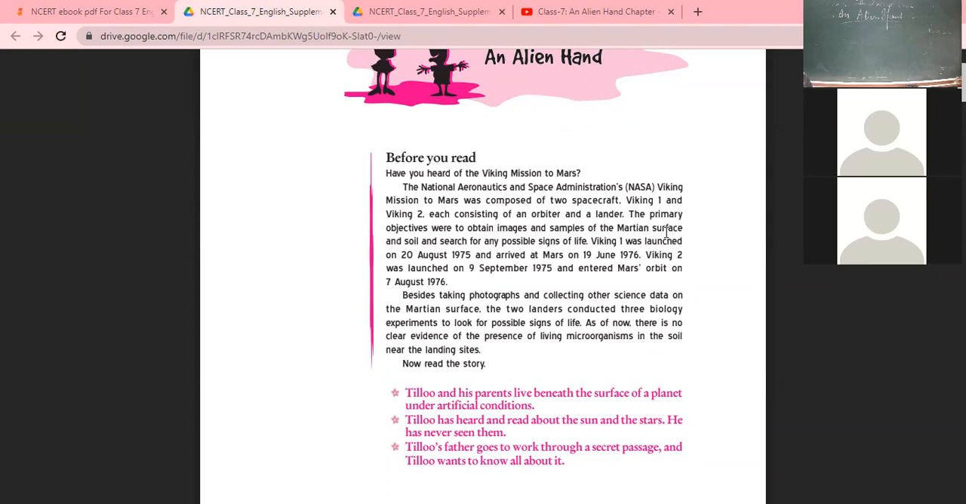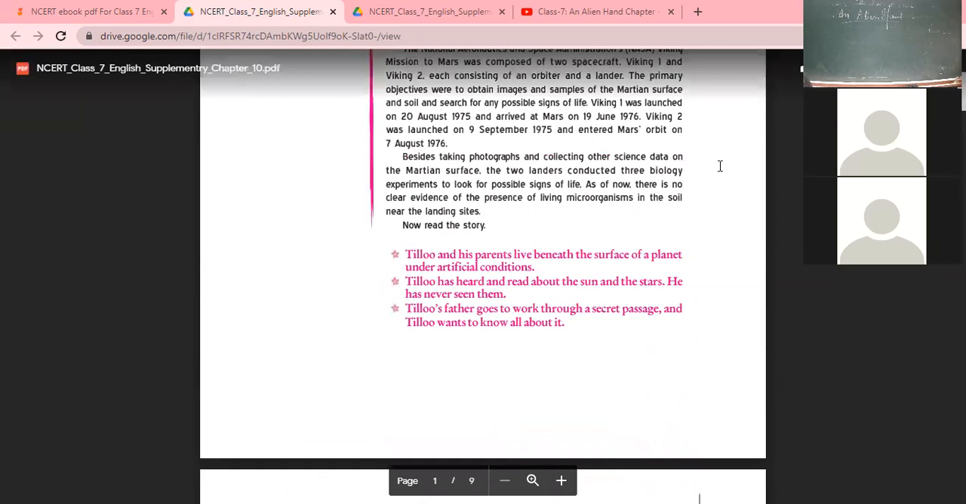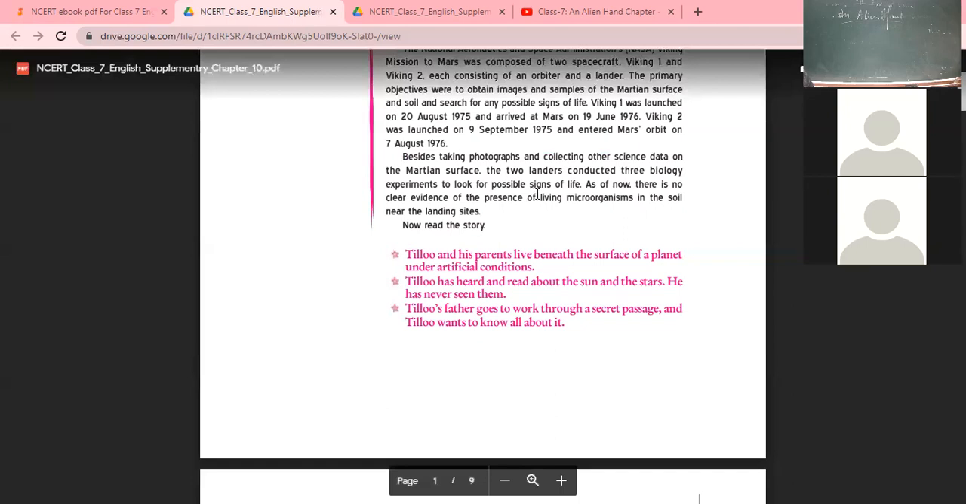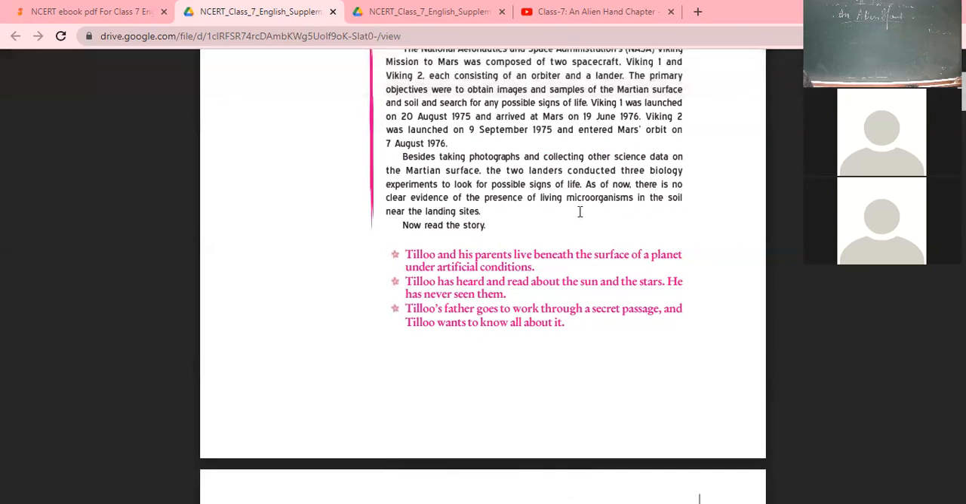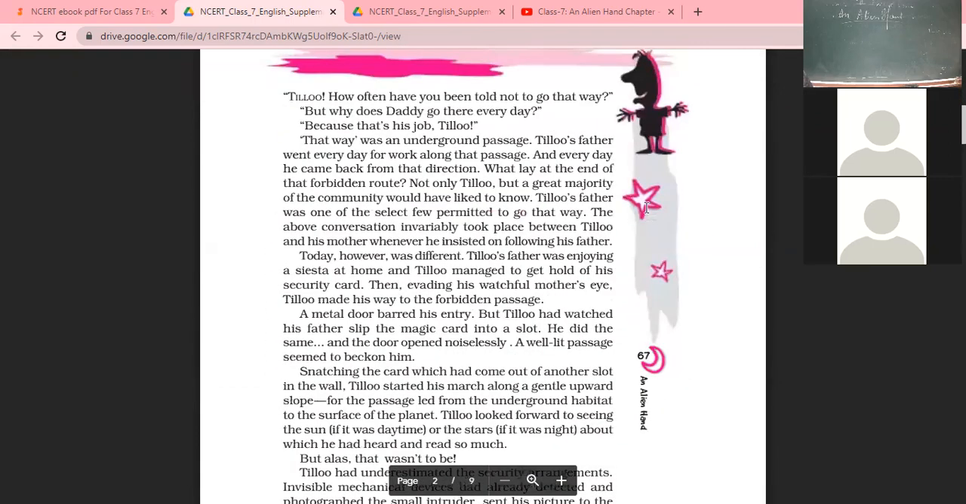So now what happened? These two landers collected some samples of soil from there and conducted the experiments. But what has happened by now? It has been found that there were no samples of life, no microorganisms were found in the soil. Now coming up to this story, let us read. This was just some extra information about Mission Mars. And what was the actual name of Mission Mars? It was the Viking Mission to Mars.